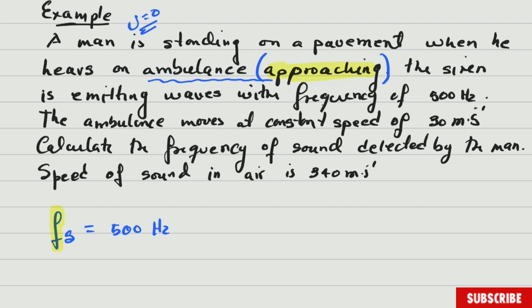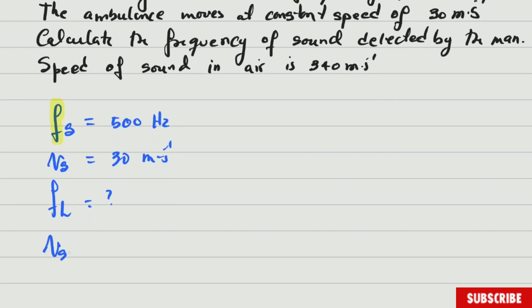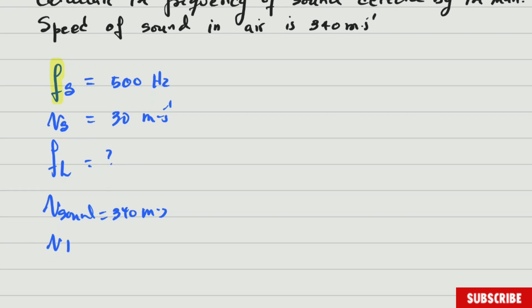The ambulance moves at constant speed. The speed of the source, of the ambulance, is equal to 30 meters per second, and it's moving at constant speed. Calculate the frequency detected by the man. So the frequency of the listener, this is the question mark. The speed of the sound in air is equal to 340 meters per second, and then we have that the speed of the listener is equal to 0 because it is not moving.